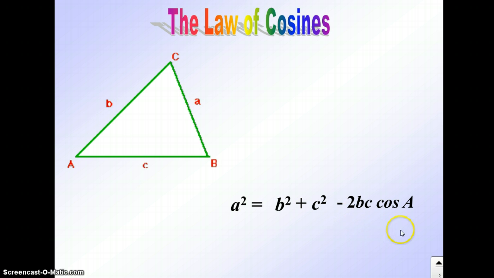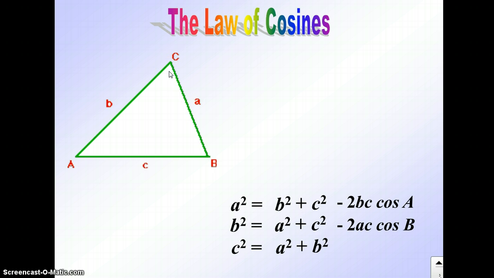All right, this law can be written in many ways. Maybe I'm looking for a little side B. Then it's going to be b squared equals, I would know sides A and C, so a squared plus c squared, and I would know angle B, so minus 2ac times the cosine of angle B. Or if I'm looking for little side C, we could rewrite it again as c squared equals the two sides we know, a and b, so a squared plus b squared, minus 2 times ab times the cosine of the angle opposite the side we're looking for. So depending on what side you're looking for, it will always be over here, and you must know the angle opposite that side.